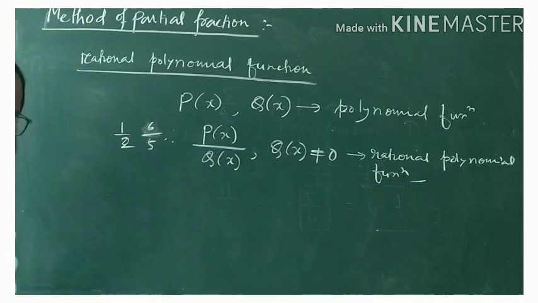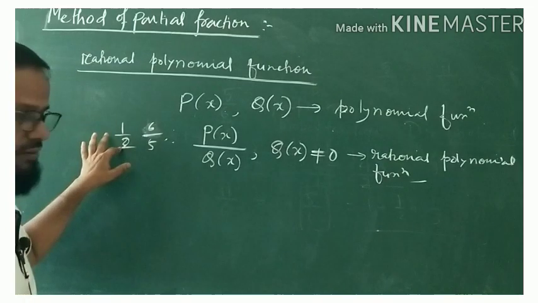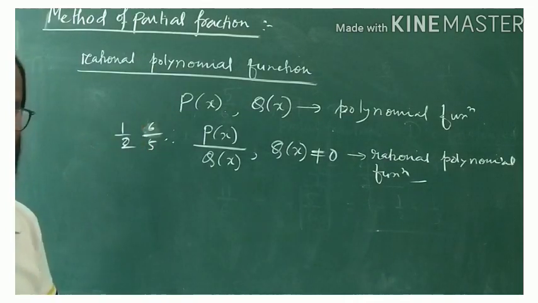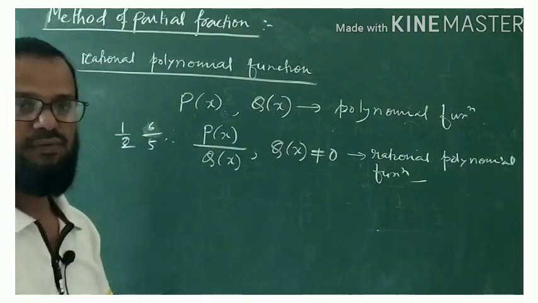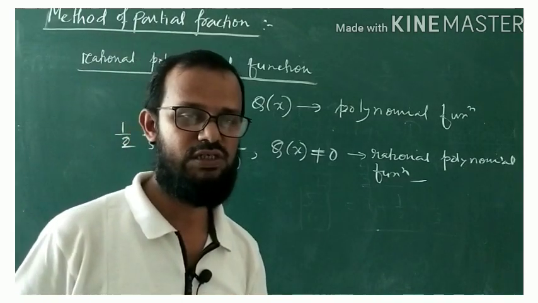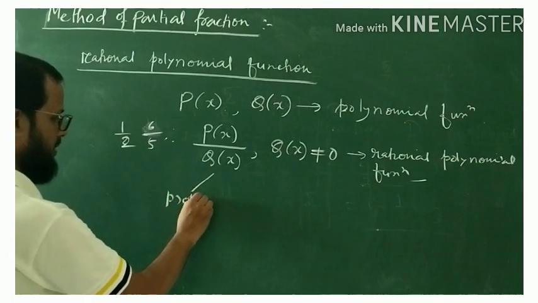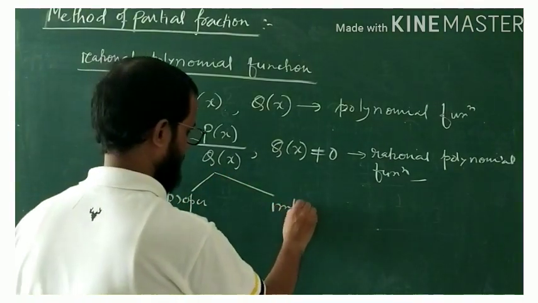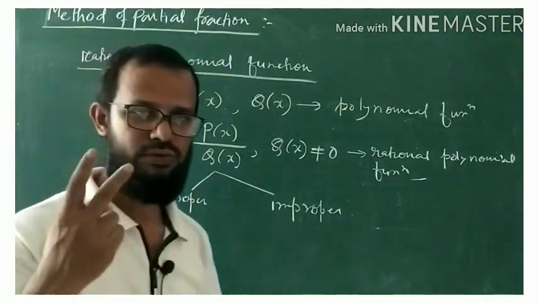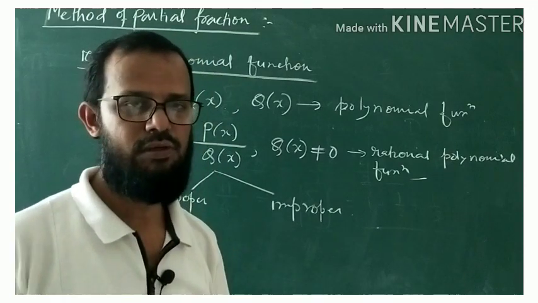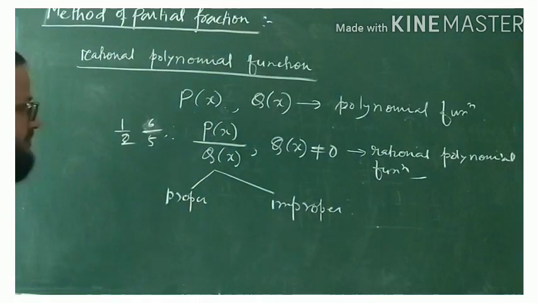These are rational numbers. When it is proper, the numerator is less than the denominator. When it is improper, the numerator is greater than the denominator. Here also, a rational polynomial function is sometimes called proper or improper. So a rational polynomial function can be divided into two types: one is called proper rational polynomial function, another is improper rational polynomial function.